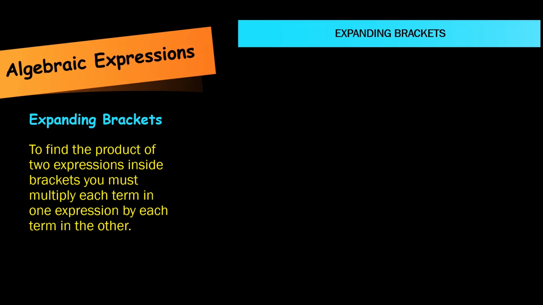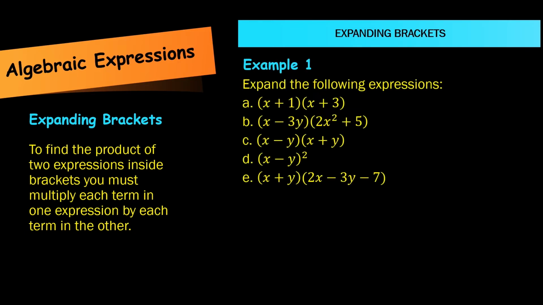To find the product of two expressions inside brackets, you must multiply each term in one expression by each term in the other. Let's now give some examples. Pause the video and have a go before proceeding. Press play when you are ready to view the solutions.